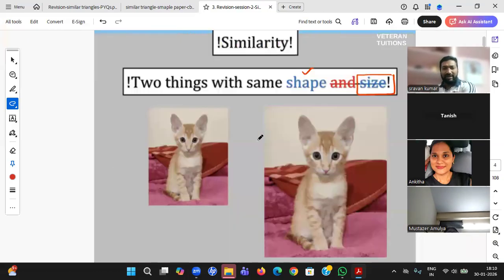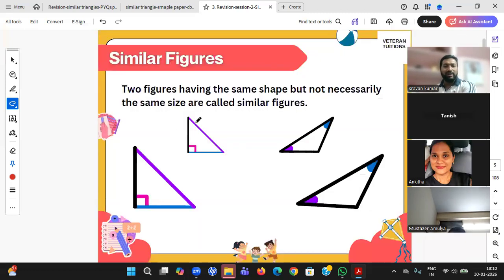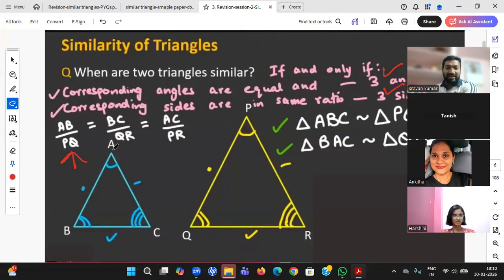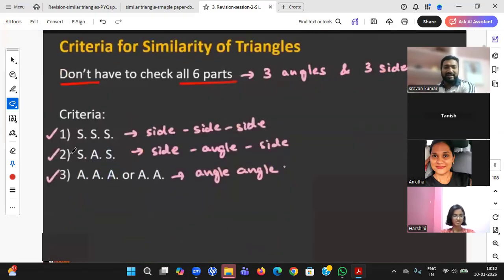Then we went to similarity. We are only speaking about the shapes. We are not at all confined to the size. By looking, we can very well say, but for mathematics we need to check these six parameters: three angles and three sides ratios. In spite of those six elements, you can only check three: sides ratio, sides ratio, sides ratio; SAS, sides ratio, angle, sides ratio, which is the same in both congruence and similarity; and the third thing is angle, angle, angle or AA. We have completed this.